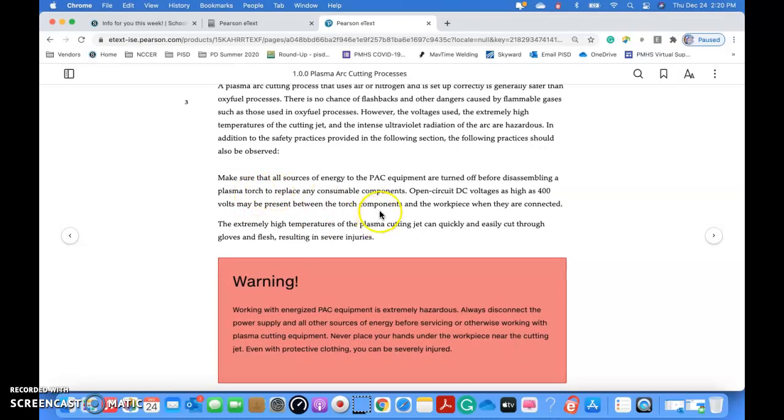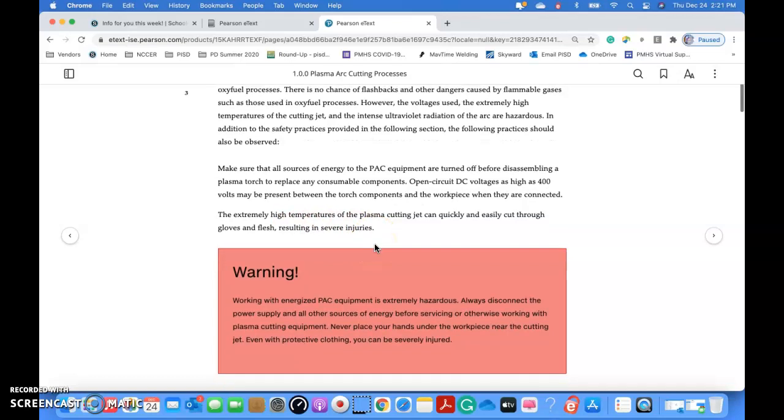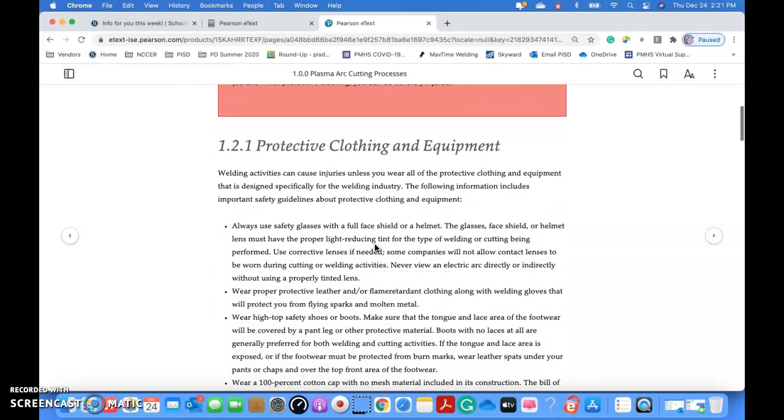Make sure that all sources of energy to the plasma arc cutting equipment are turned off before disassembling a plasma torch to replace any consumable. Open circuit DC voltages as high as 400 volts may be present between the torch components and the workpiece. The extreme high temperatures of the plasma cutting jet can quickly and easily cut through gloves and flesh, resulting in severe injuries. Protective clothing.